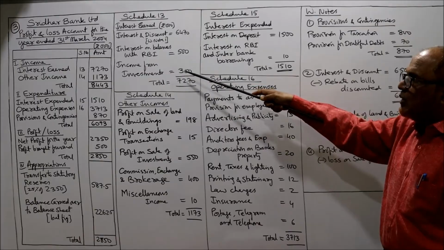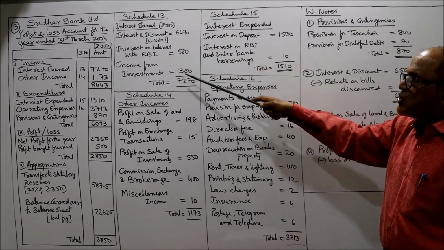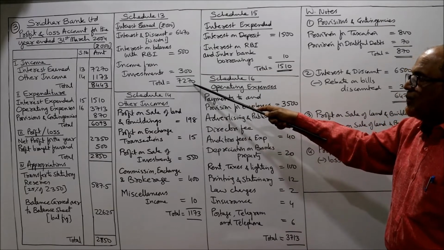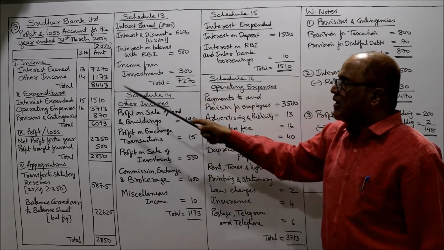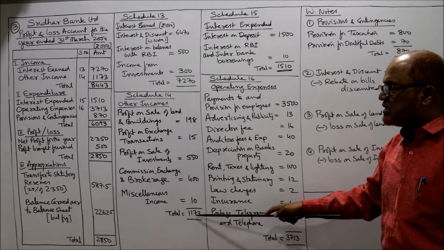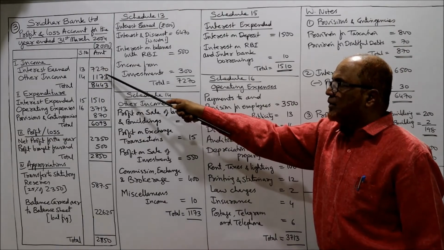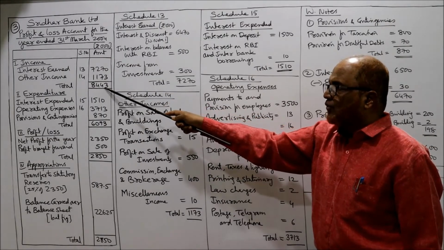Take the total of schedule number 13, 14. The 13th schedule total is 7270. I have taken 7270 here. Then the 14th schedule total is 1173. I have taken it here as other income. Take the total of incomes: 8443.